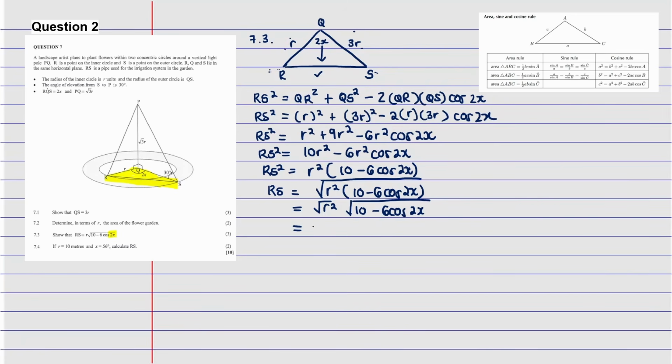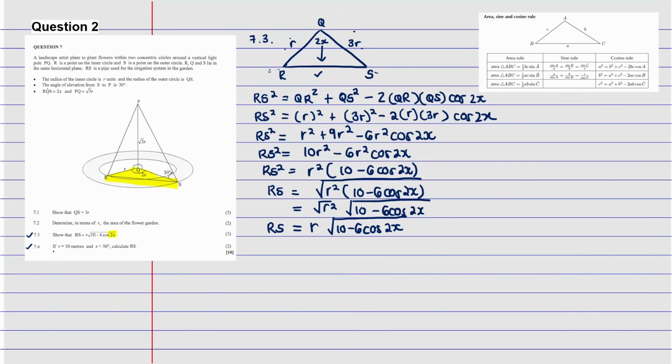So here our answer is going to be the square root and the square is going to cancel out. So you're going to have R, then inside the square root, 10 minus 6 cos 2x. So now we know that RS is equal to that. So we got exactly what they wanted, right? So now we're going to move to 7.4.